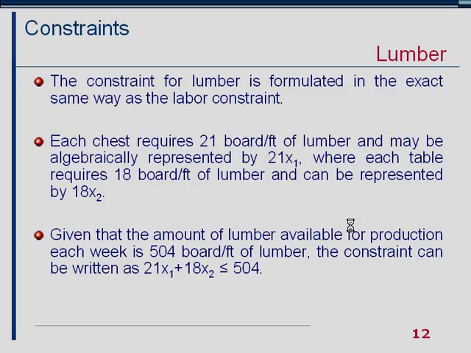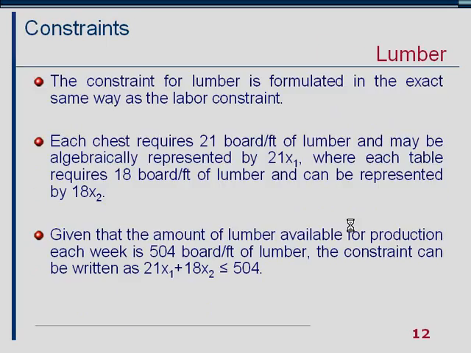Now let's look at the lumber constraint. The constraint for lumber is formulated in the exact same way. Each chest requires 21 board feet of lumber and may be algebraically represented by 21x1. Each table requires 18 board feet of lumber and can be represented by 18x2. Given that the amount of lumber available for production each week is 504 board feet, this constraint can be written as 21x1 plus 18x2 is less than or equal to 504.